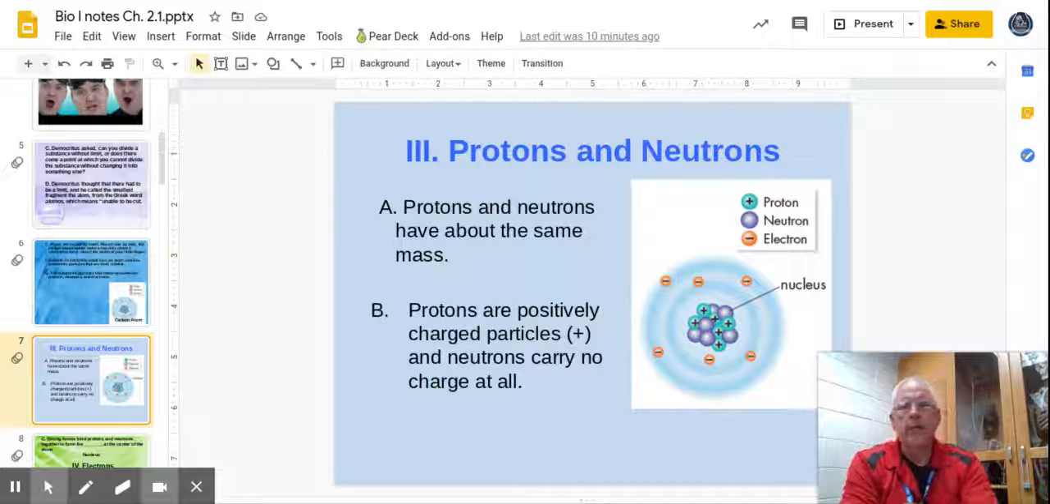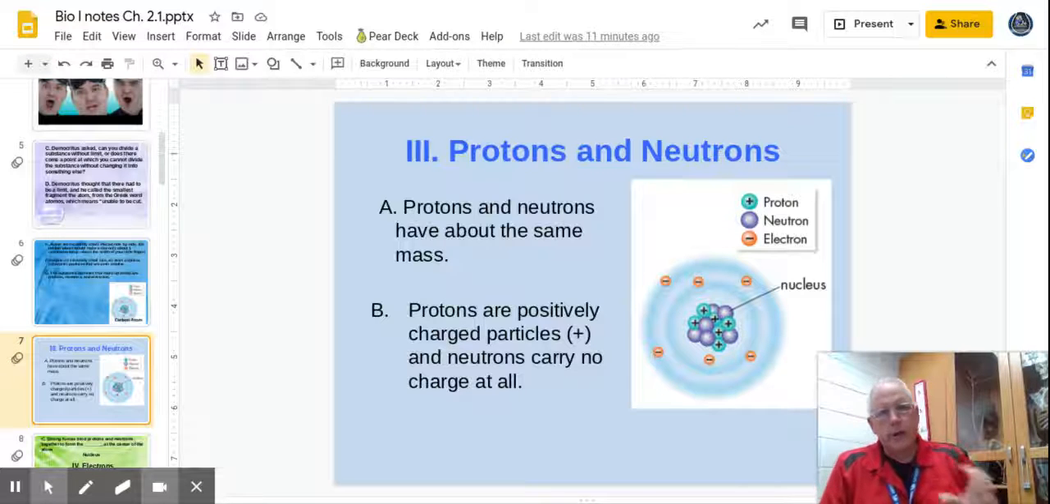And here's the deal. This is an old saying in chemistry, and we talk about it a lot. Unlike charges attract, like charges repel. And you see that very, very well in the nucleus of an atom. There is that attraction between the electron, which is negative, and the proton, which is positive. And that's what keeps those electrons in orbit.